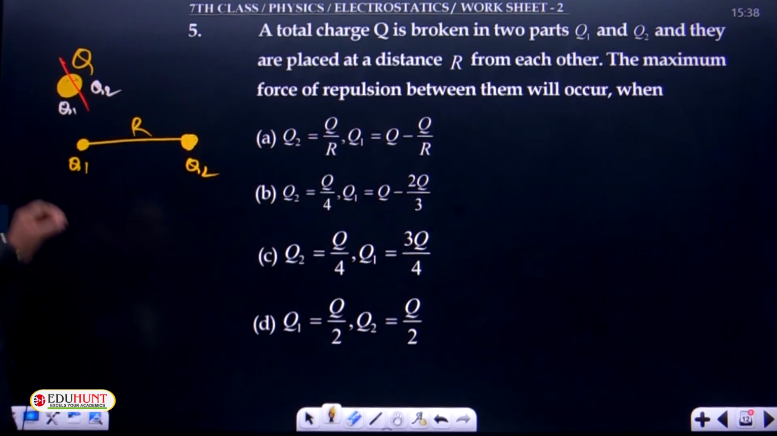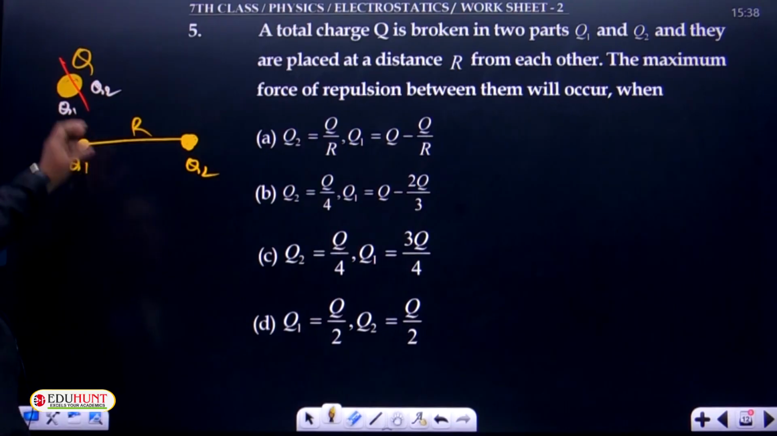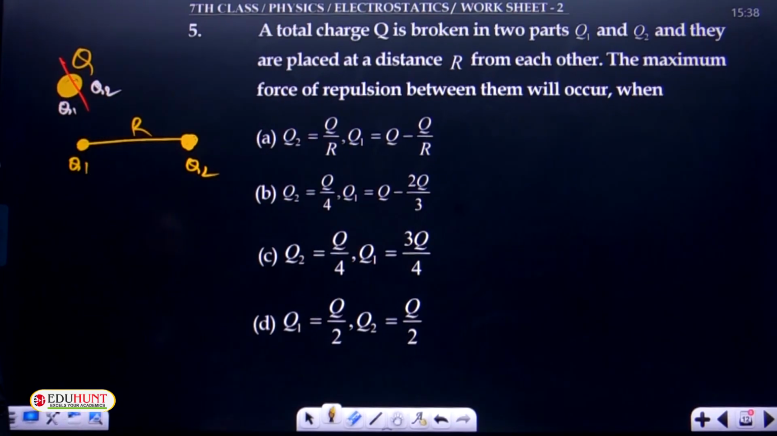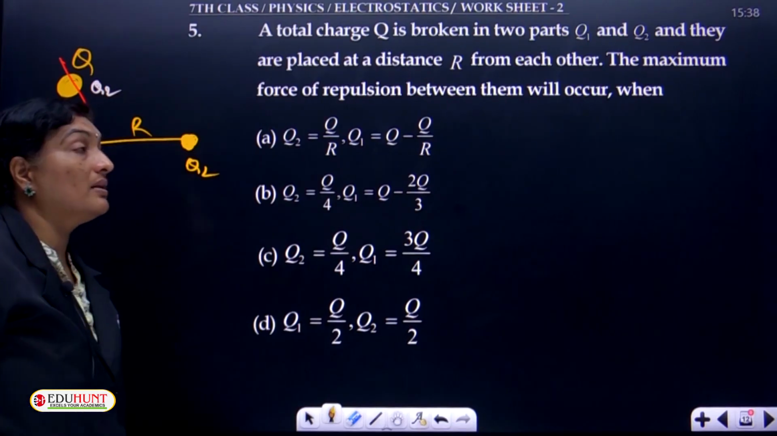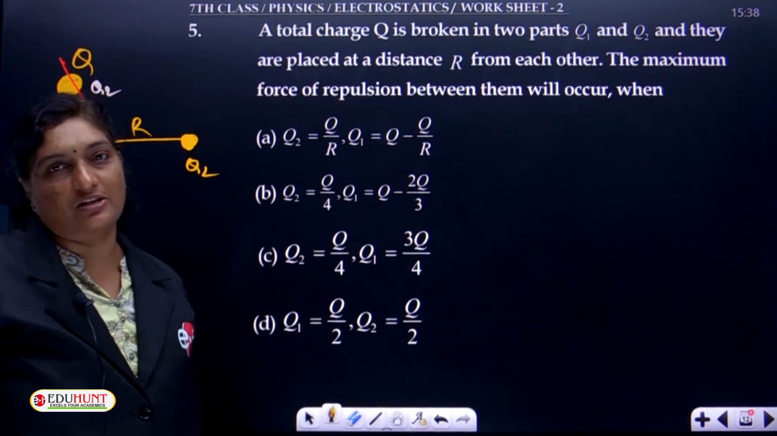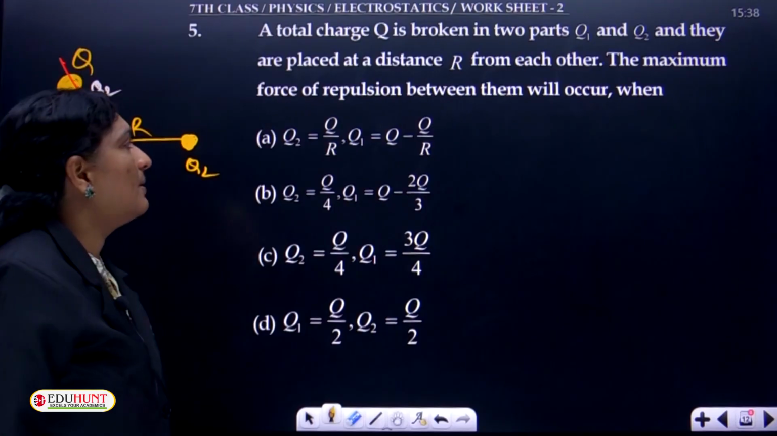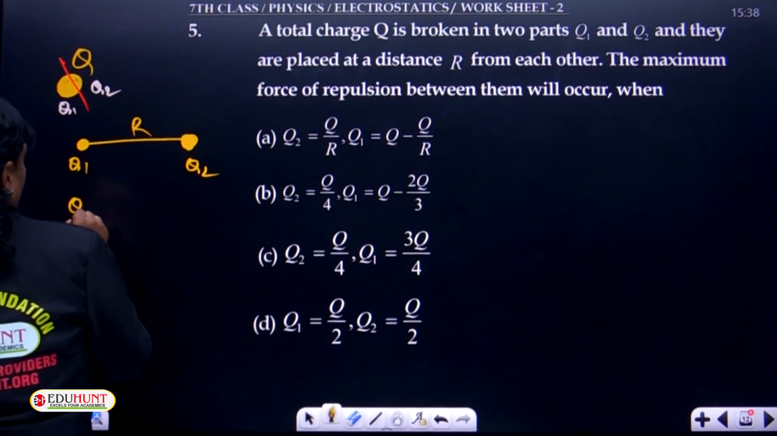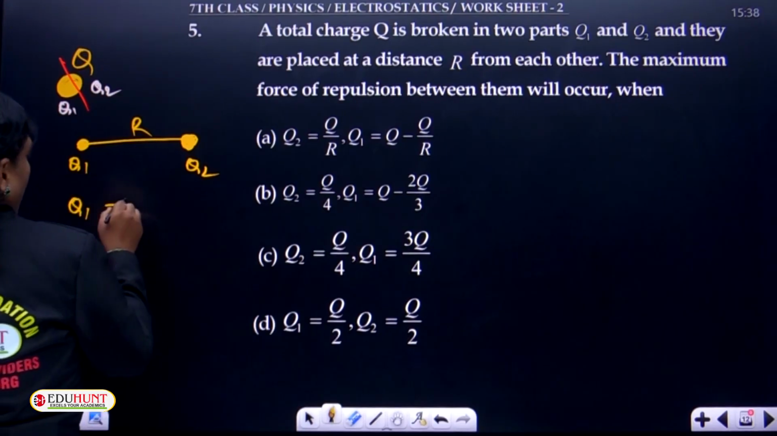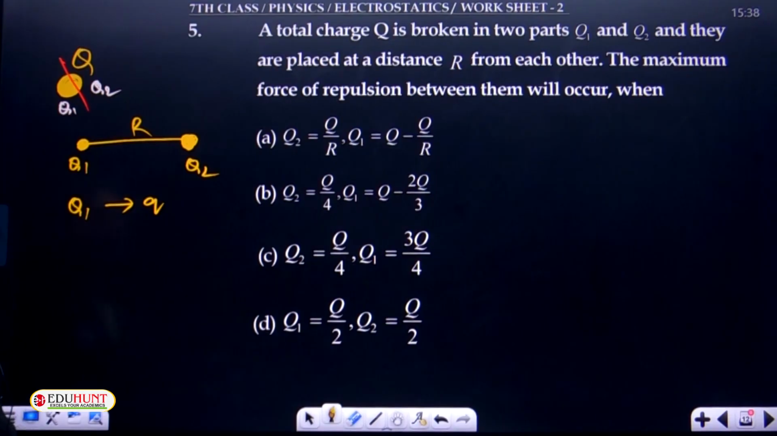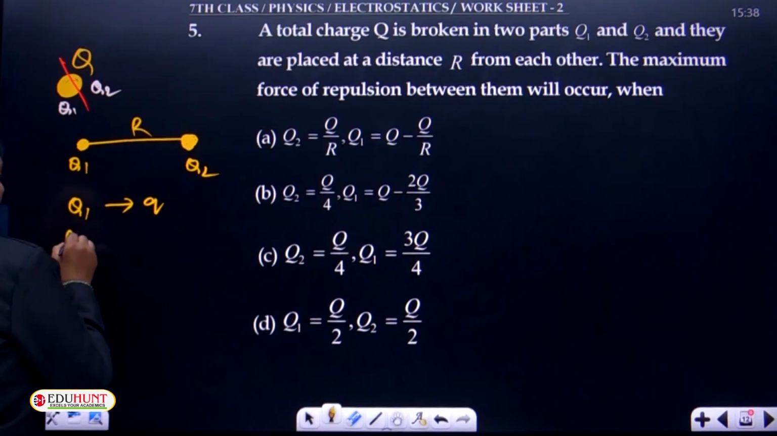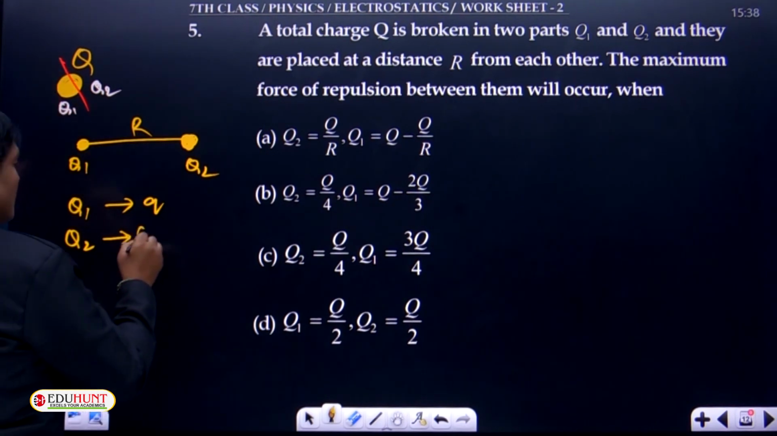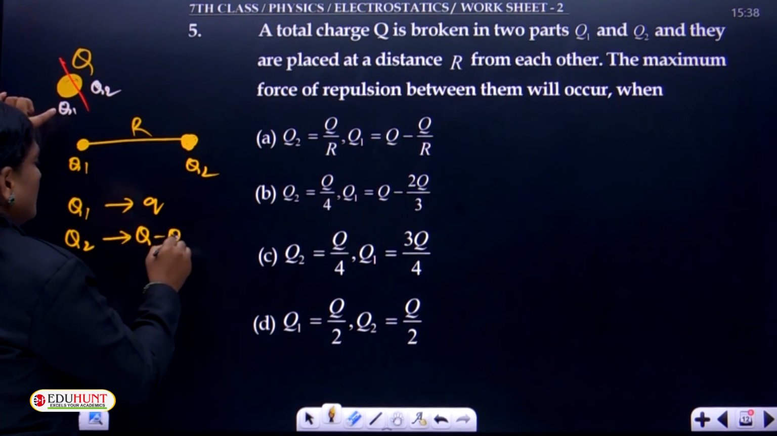The maximum force of repulsion between them, because they are made from the same charge. So, no doubt they are like charges and some force of repulsion occurs. You are asked to find the maximum force of repulsion. So, clearly, children, let us consider Q1 as some q, then the value of Q2 must be equal to the total charge Q minus the small q1.